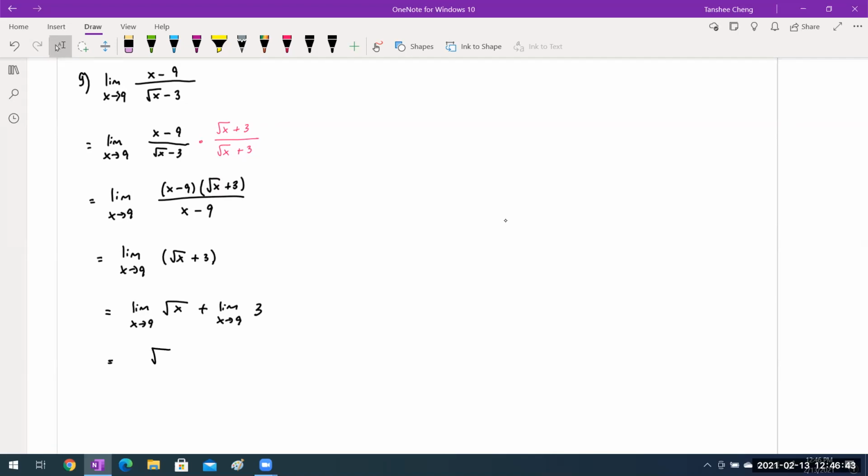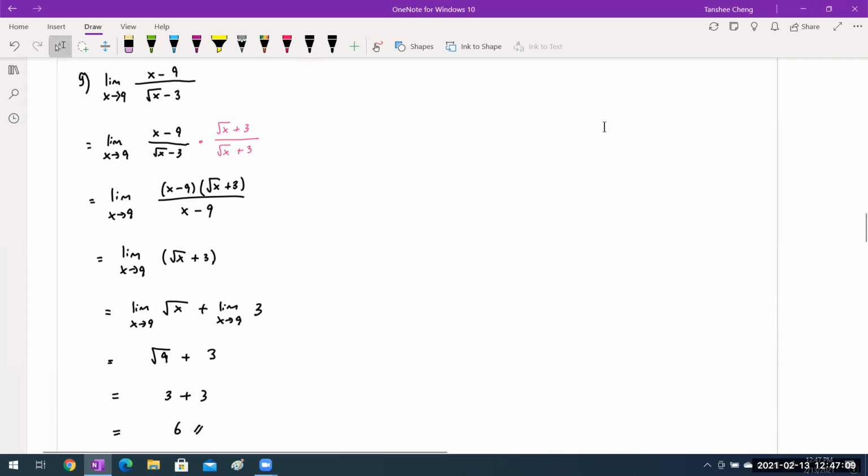Now this will become what? Square root of 9, and then the limit of a constant is a constant, so therefore it will be 3 plus 3, which is equal to 6. So this step, later on, after we finish the entire chapter 1 and learn the rest of the properties of the limit, we may skip this step and think about the direct substitution idea again. And this is the end of example G.